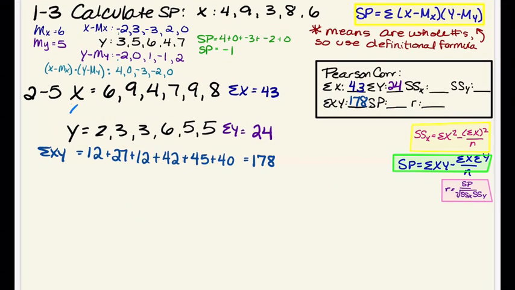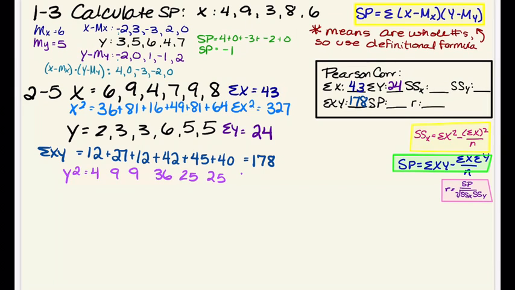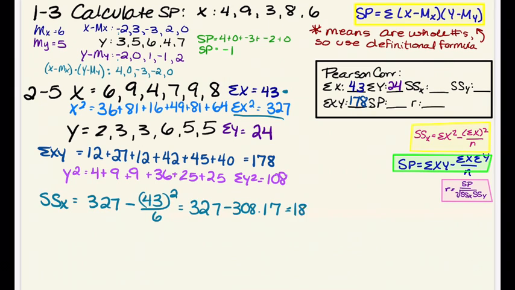To find the sum of x squared, we will square each x score individually and add them up and come up with a value of 327. Next, we'll do the same with our y scores. We'll square them each individually and add them up. And we'll come up with a value of 108. To calculate the sum of squares for x, we'll take our sum of x squared and subtract the sum of x, squared, divided by n. We come up with a value of 18.83.